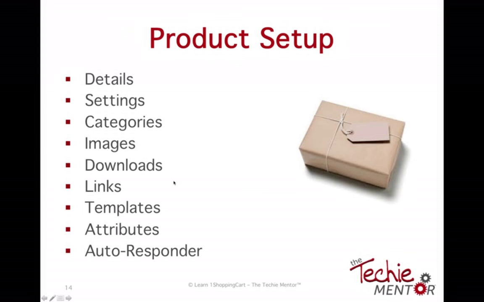So for product setup, and I actually have a checklist for this, you really need to go into all of these things. You need to know the details of the product, the settings, the categories, and images, the downloads, the links, the templates, the attributes, and the autoresponder. So we're going to go through all these right now.